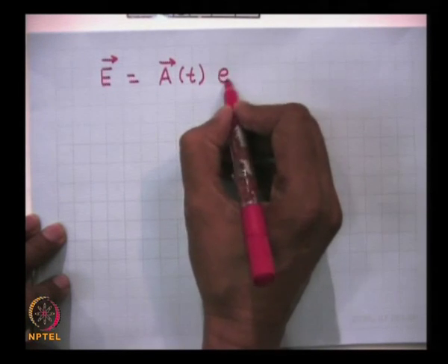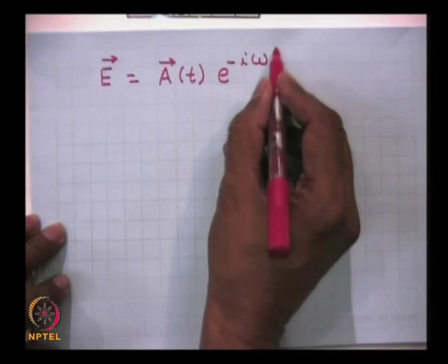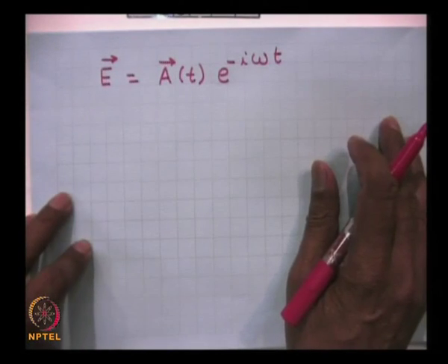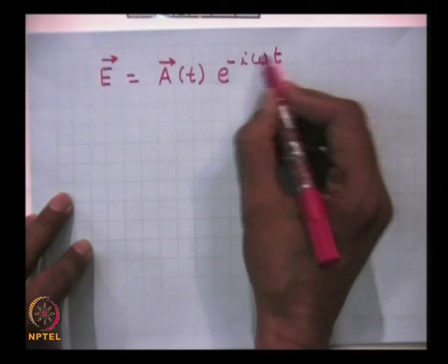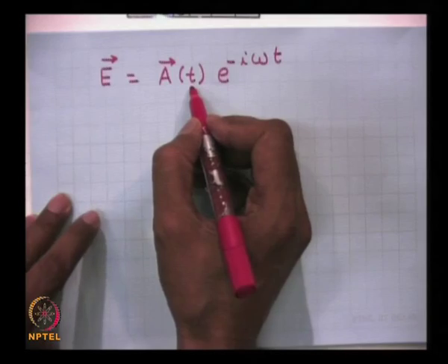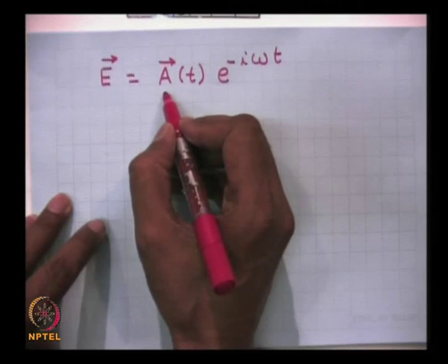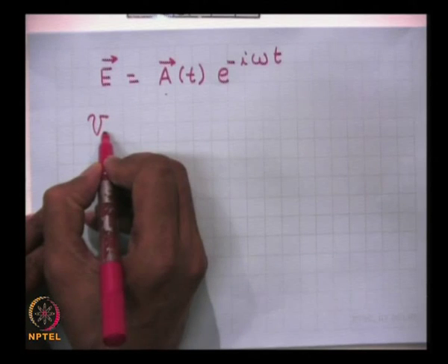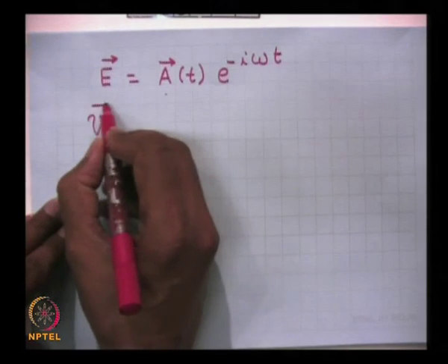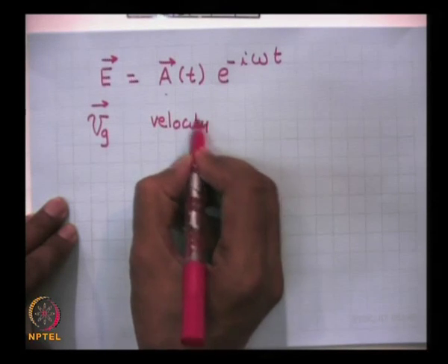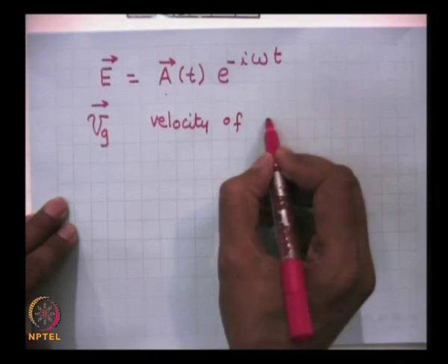and exponential minus I omega t. Then later when this wave propagates through a plasma, the phase changes with z, this amplitude also changes with z. The velocity of amplitude propagation is called group velocity. So, we denote this quantity as Vg, velocity of amplitude propagation.